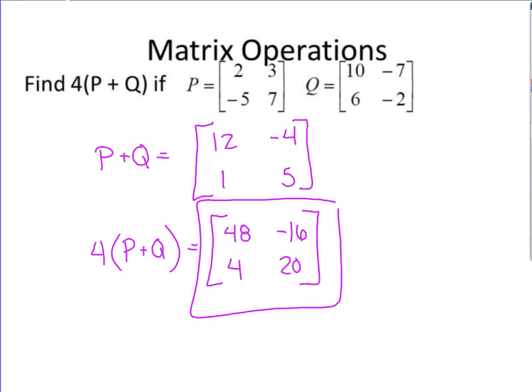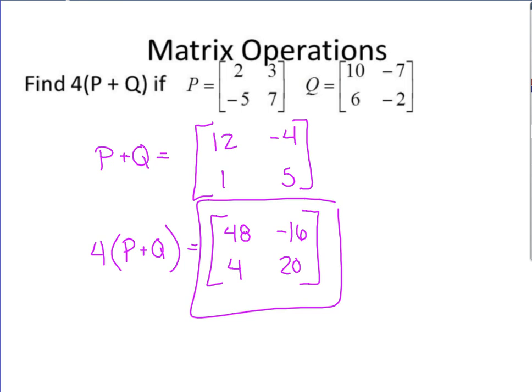So 2 plus 10 gave us 12. 3 plus negative 7 gives us negative 4. Negative 5 plus 6 gives us 1. And 7 plus negative 2 is 5. Once we have this, we're going to multiply by that scalar of 4. So you're going to distribute the 4 to each piece.